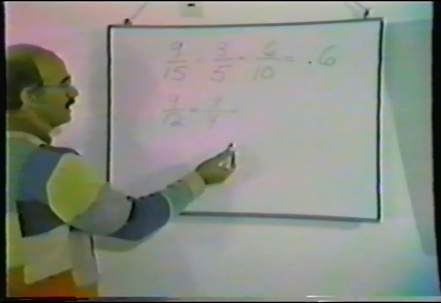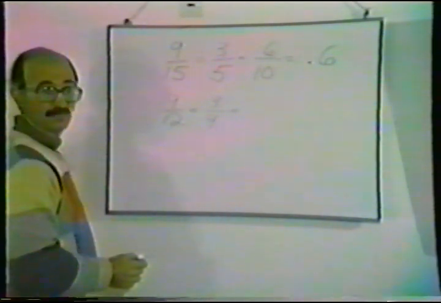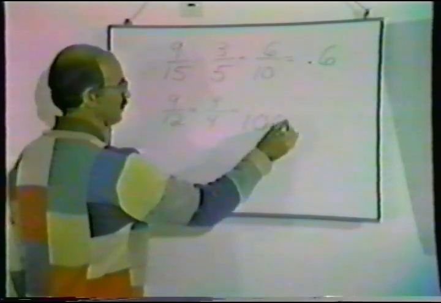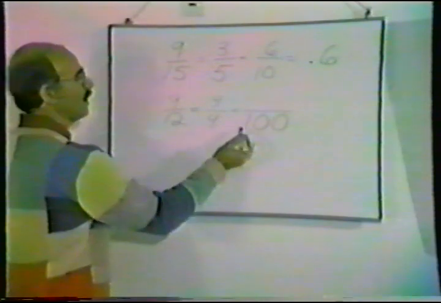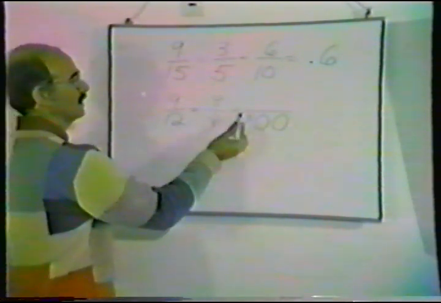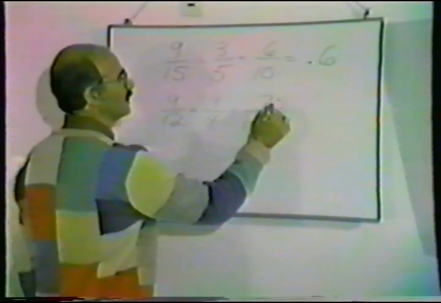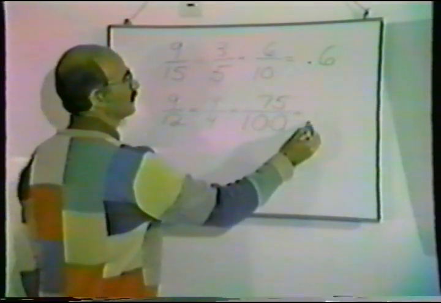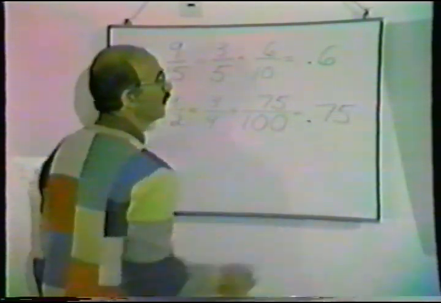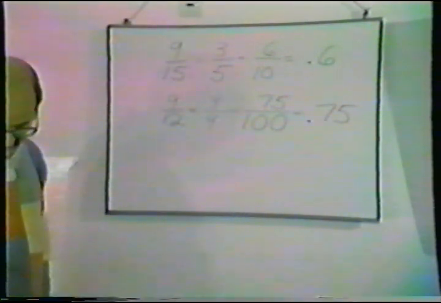Is the bottom number now 10, 100, or 1,000? No. Can we make it 10 or 100? Yes. Can we make it 10? No. Can we make it 100? Yes. 4 into 100 is 25, times 3 is 75. Read the fraction, 75 hundredths, which is written as a decimal, .75.